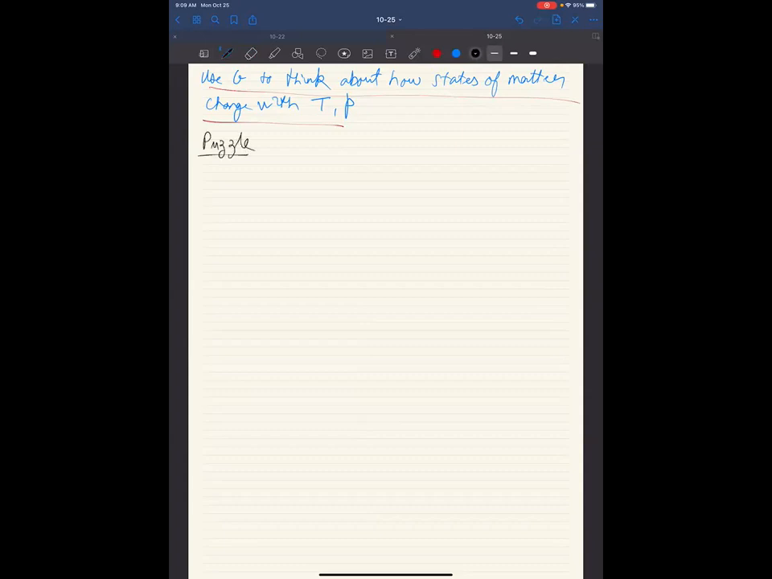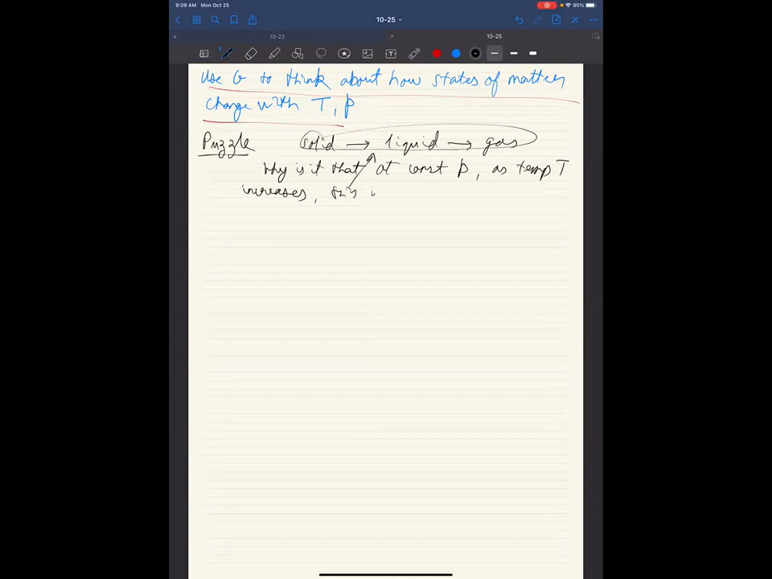But this puzzle right now is, why is it that as we increase temperature of a system at a constant pressure, as temperature T increases, this, as in solid to liquid to gas, is the direction of spontaneous change?